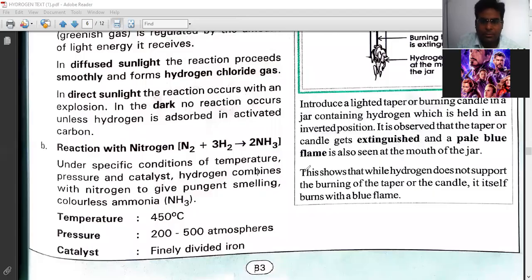So we already did this, so we have to start with the next page. Okay. This shows that while hydrogen doesn't support the burning of the taper or the candle, it itself burns with the flame. ठीक है? This is the conclusion of this experiment. ठीक है? Now I will start with the next.